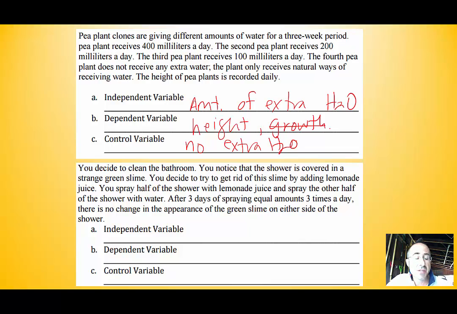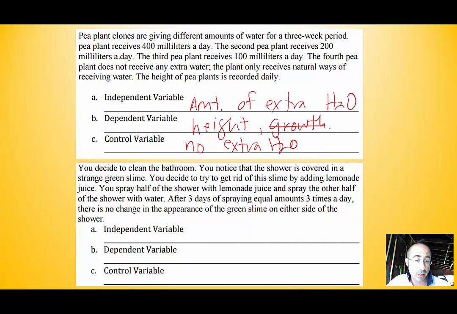Okay, so go ahead, guys, hit pause, work through this, and then hit play again and come back and we'll review. Okay, guys, welcome back. So what did you find? What was your independent variable here? What was changed? Okay, so you decide to get rid of the slime by adding lemonade juice. You spray half the shower with lemonade juice and the other half of the shower with water. So it can be a little tricky here. So what's the independent variable?